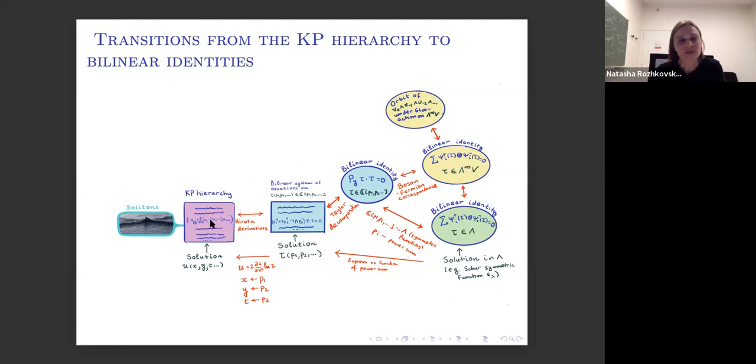So the KP hierarchy is studied by people from different areas of mathematics: representation theory specialists, mathematical physics, numerical methods, algebraic geometry, partial differential equations. So many different people study it in different ways, and it's really an object at the crossroads of many areas of mathematics, and it's really amazing. So the KP hierarchy is a collection of partial differential equations on some function u.